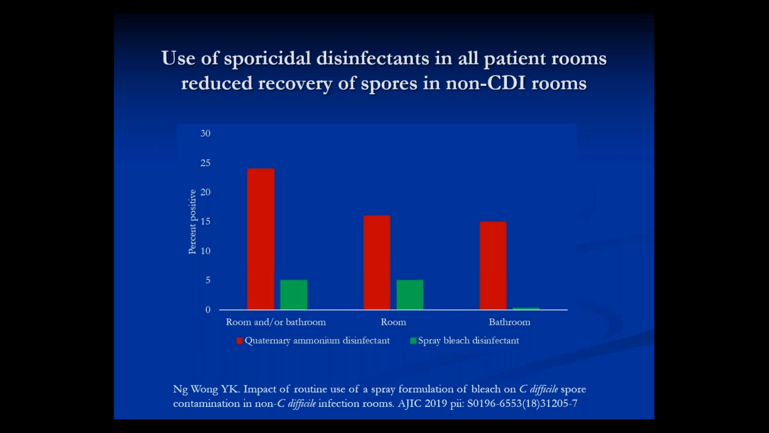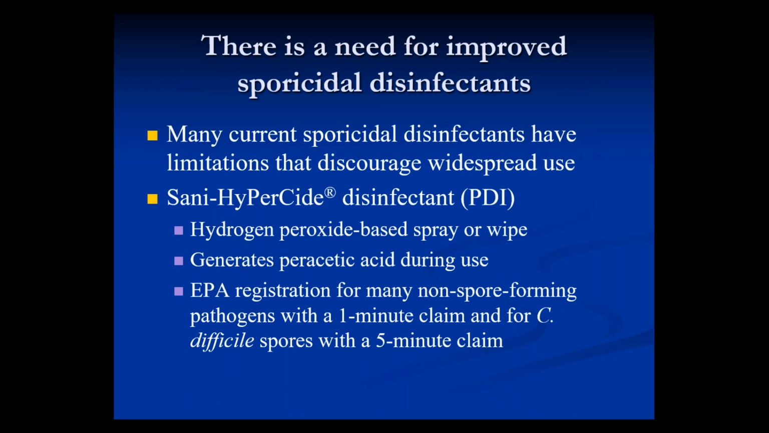And in contrast, the green bar shows what happened when we switched to a spray bleach disinfectant, which does have activity against spores. And you can see a dramatic reduction in contamination and potentially a reduction in risk for the subsequent patient admitted to those rooms. So there is a good rationale for using sporicidal disinfectants for all patient rooms.